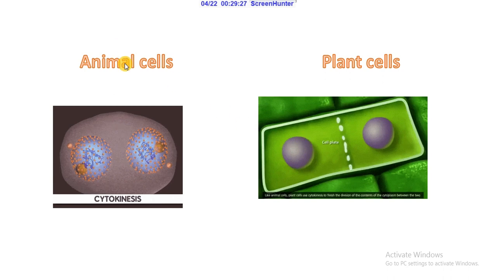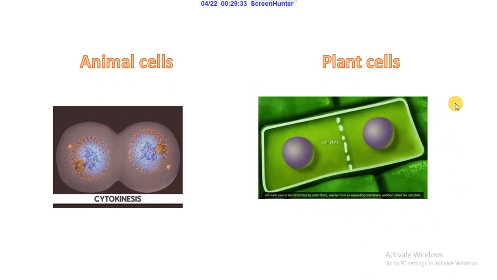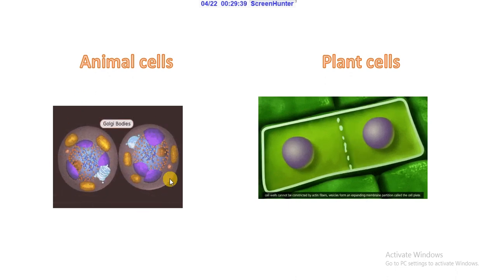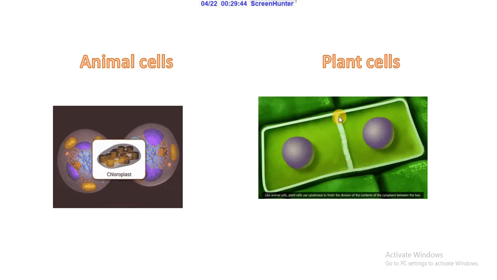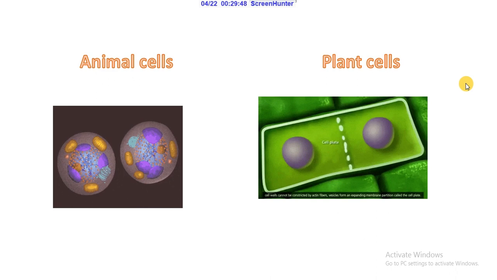So this is how cytokinesis happens in animal cells, while this is how cytokinesis happens in plant cells. In animal cells, it will constrict until it splits into two daughter cells. While for the plant cell, it will grow the cell plate until it divides the two daughter cells.